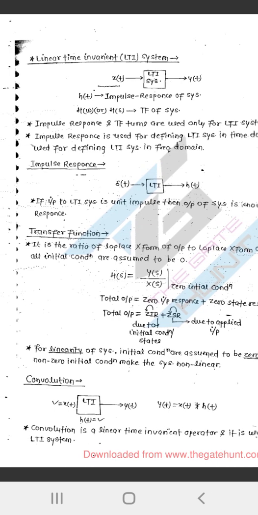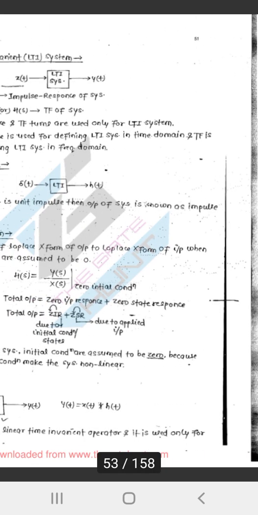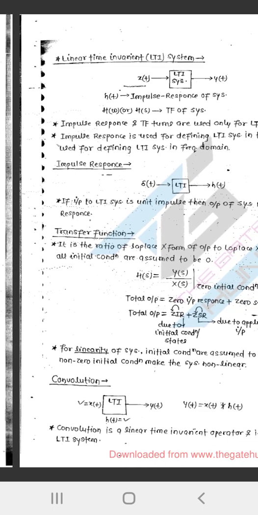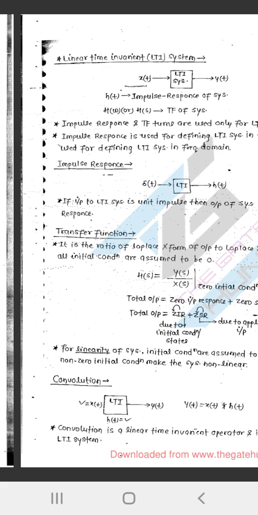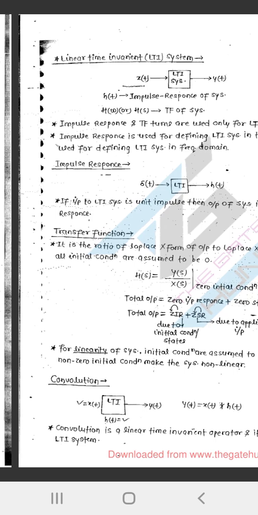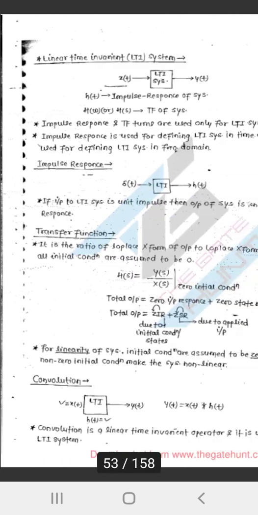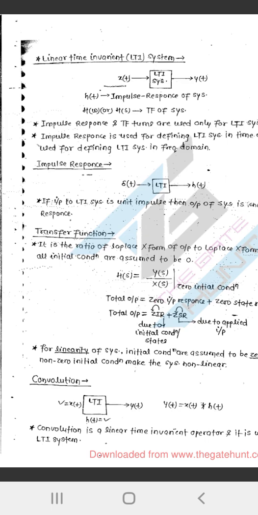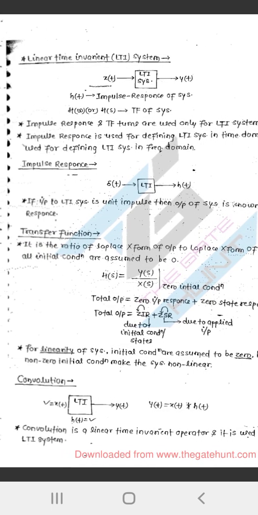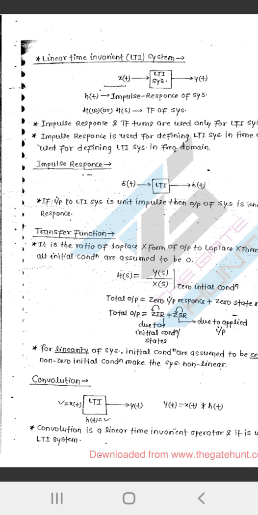Transfer function: it is the ratio of Laplace transform of output to Laplace transform of input when all initial conditions are assumed to be 0. Zero state response, total, for linearity of system. Initial conditions are assumed to be 0 because non-zero initial conditions make the system non-linear.